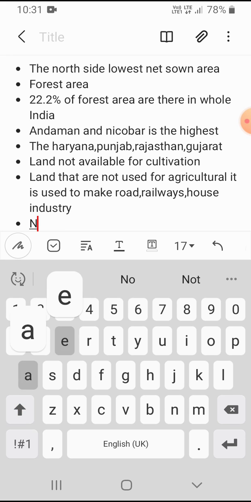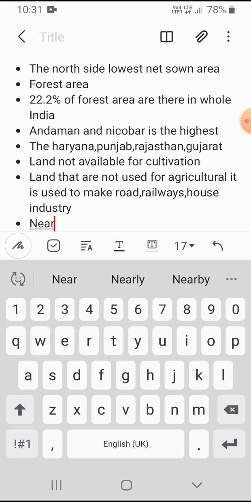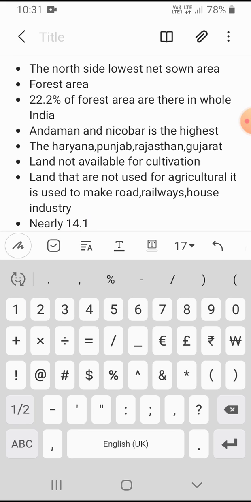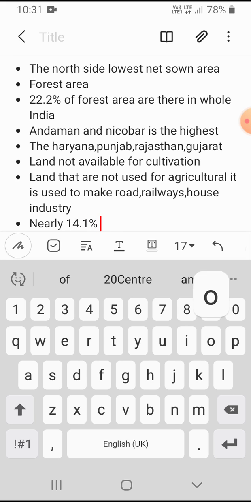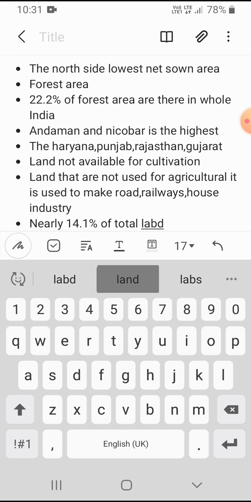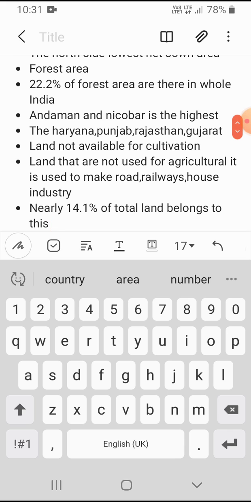So in India nearly 14.1% of total land belongs to this category, the land not available for cultivation.